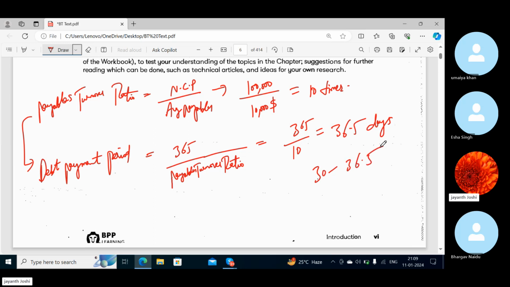Why? Because when we are running our business, we don't want to give our customers more time than 30 to 36.5 days. How come we can expect our suppliers to give the same time? I understand it is a very good practice to collect the money as soon as possible and delay the payments as long as possible, but not always. If you don't make prompt payments to your suppliers, they will be reluctant to supply goods on time to you. You will lose goodwill in the market.